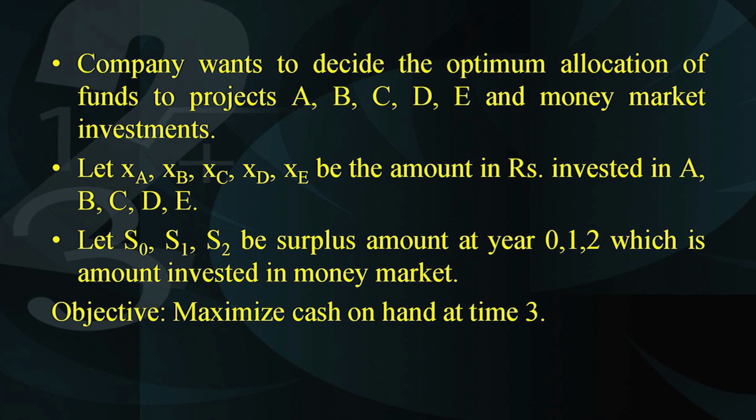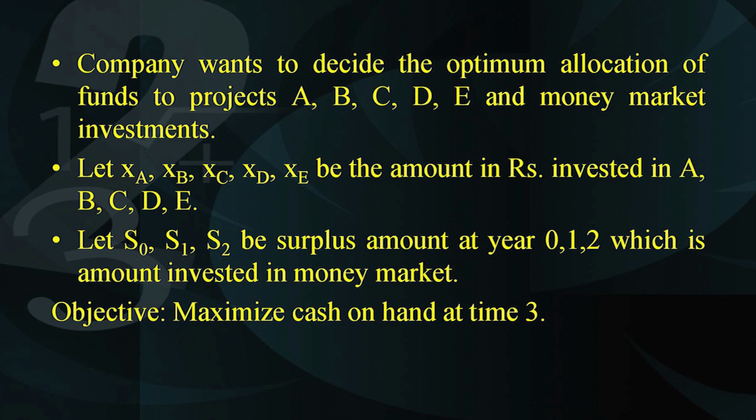So, the decision variables can be identified as XA, XB, XC, XD and XE, the amount in rupees invested in the projects A, B, C, D and E. So, that is the first part. We have identified the decision variables XA, XB, XC, XD and XE.